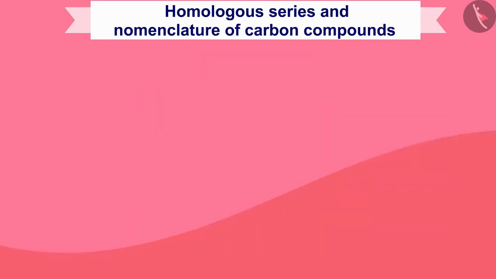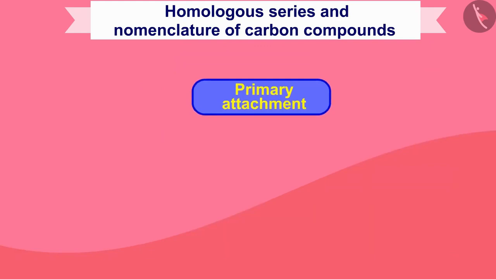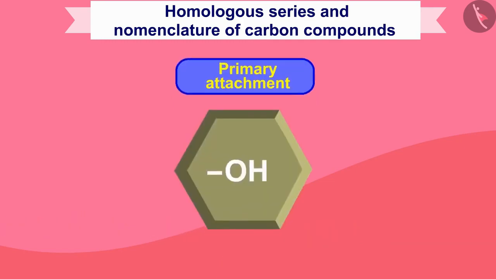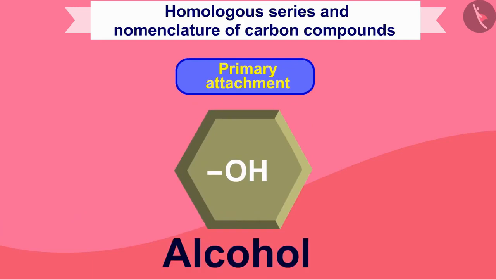Now we can check the primary attachments, the functional groups. They are as important as a surname in a carbon name. If OH or hydroxyl is seen in the primary, it is alcohol. For this, you will write ol.